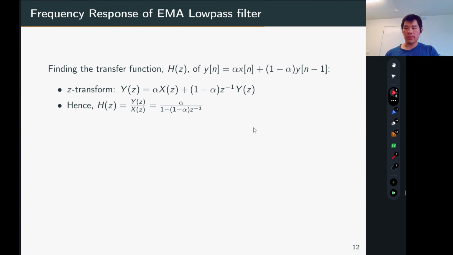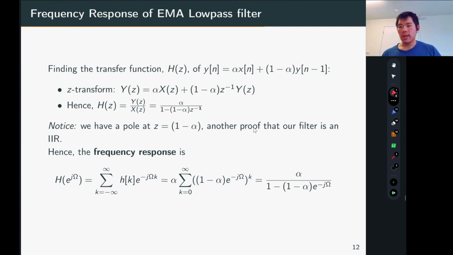So to find the frequency response of the EMA lowpass filter, we first find the transfer function. We take the z transform first, and then we take Y of z over X of z, and that's the transfer function, and we get this. Notice that we have the pole at z equals 1 minus alpha, this term at the bottom. And recall that if you have poles other than 0 and infinity, that means it's not an FIR filter. That means it's an IIR filter.